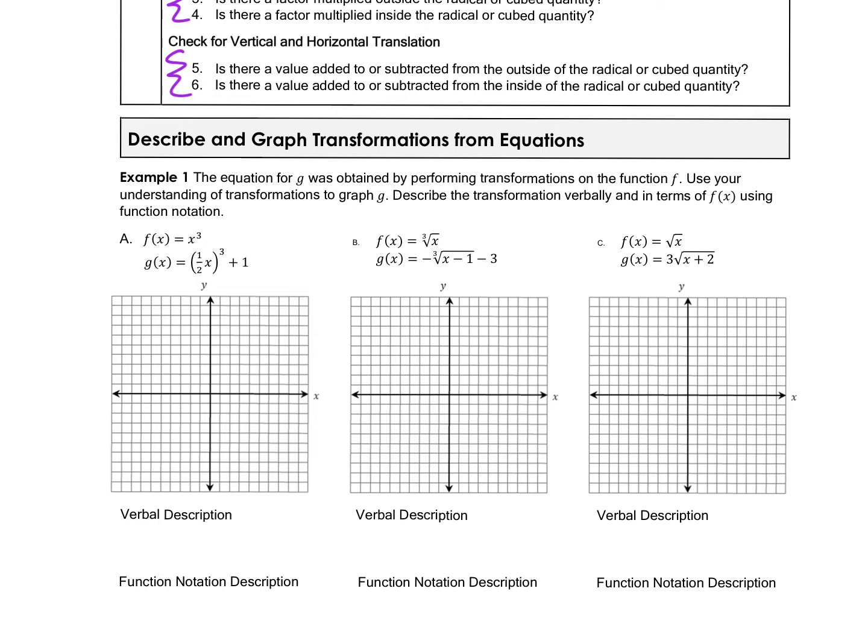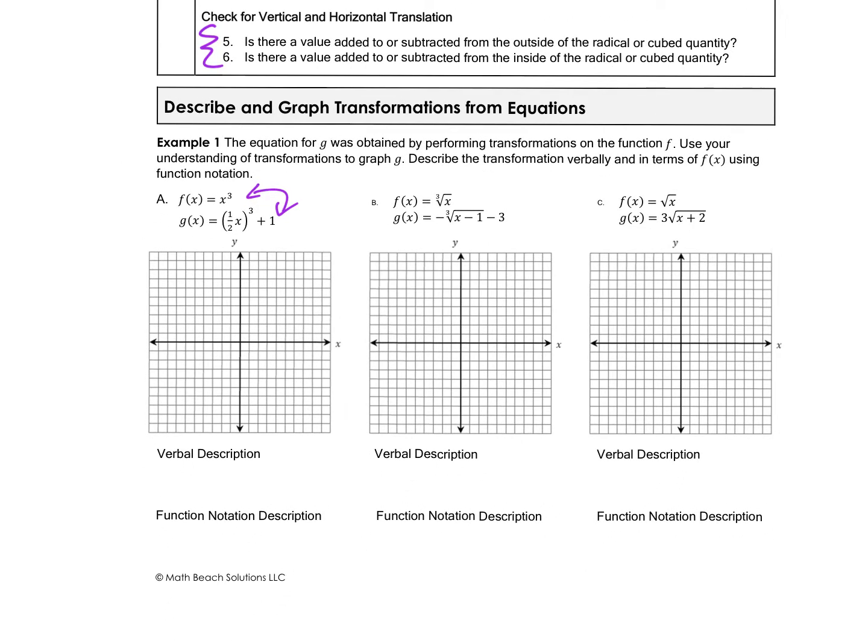So first thing, compare your parent function to your new function. Notice the inside of the parentheses, which we will have to adjust our x. Remember, the inside's always the opposite, so it looks like we have a shrink or a compression because it's a 1/2, but it's the opposite. So we would have a horizontal stretch by 2. And then we have a +1 on the outside. That's always vertical, so that means it's going up 1. So remember, the inside's always the opposite.